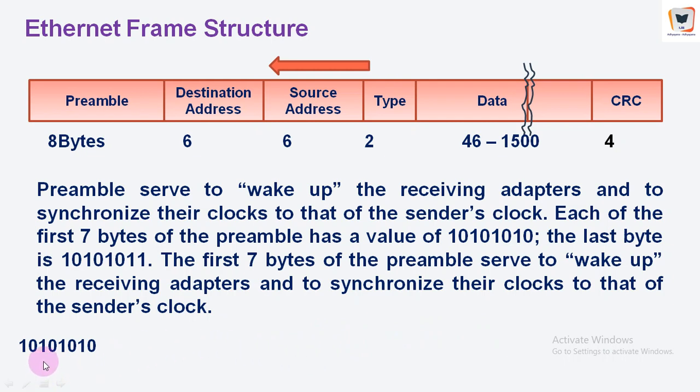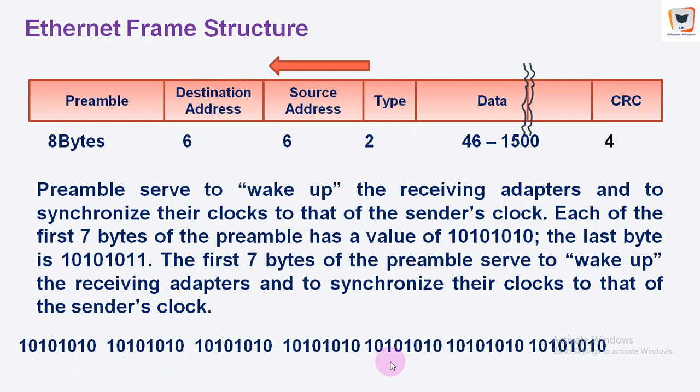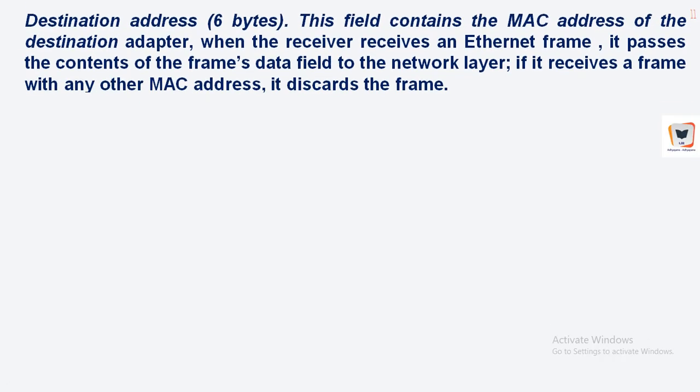It will look like this: 10101010, the first byte, the second byte, third, fourth, fifth, sixth, and seventh. The 8th byte will be like this at the end. So this will herald the beginning of the destination address, or the ending of the preamble bits. This entire stream of bits, with a particular pattern, will always wake up the receiver, so that the receiver's clock and the sender's clock will be in synchrony.